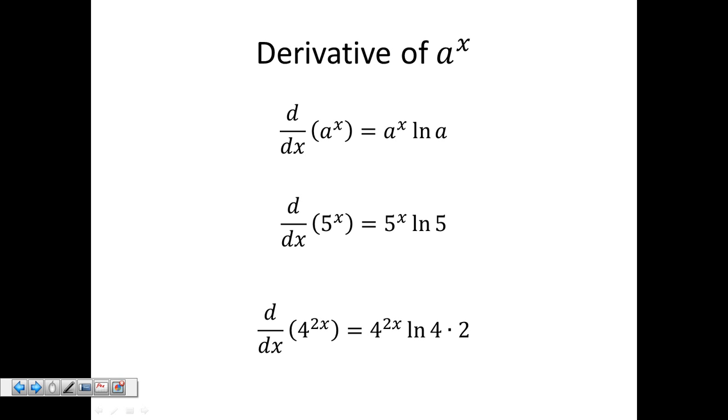Let's throw a little bit of a chain rule in there, the derivative of 4 to the 2x. So again, I'm putting my parentheses around the power. So I get 4 to the 2x times the natural log of 4. So that's the derivative of 4 raised to some power times, and that 2 is the derivative of our inside. Now that 2 cannot multiply the 4 out front. It cannot multiply the natural log of 4.